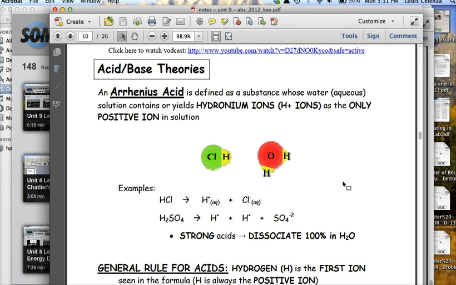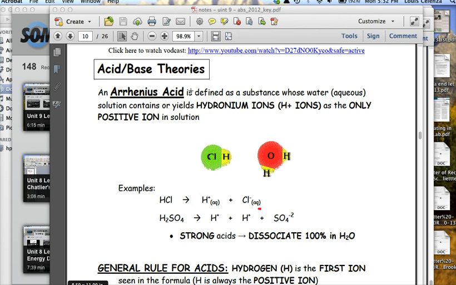The Arrhenius theory is one way of defining or identifying a substance that acts as an acid, has the properties of acids. It's a completely different definition than in the alternate theory. So let's take a look at the Arrhenius theory.